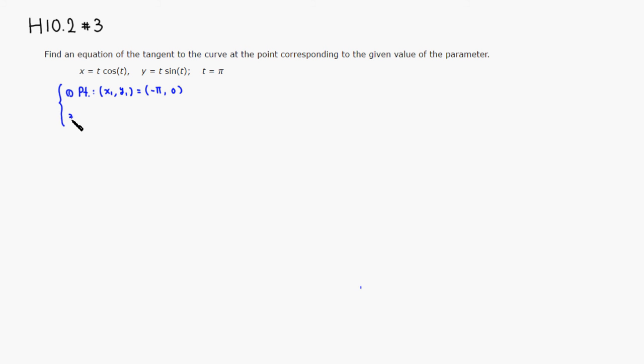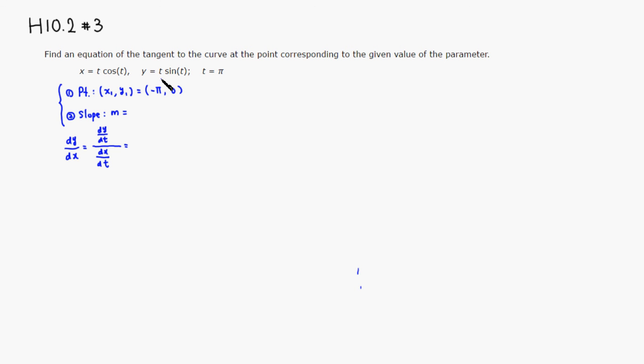Then we need to find the slope, m. So we just need to find the derivative, dy over dx. Since everything is written in terms of t, we should take the derivative of y with respect to t and divide by dx over dt.